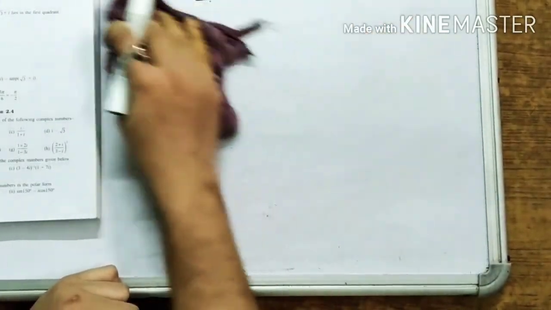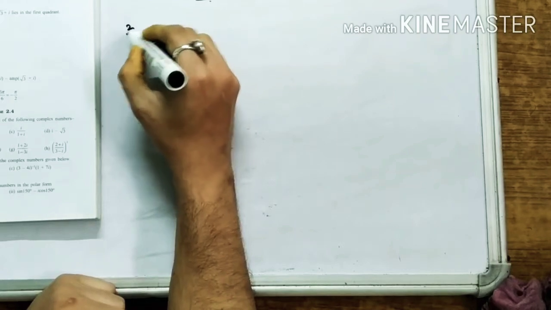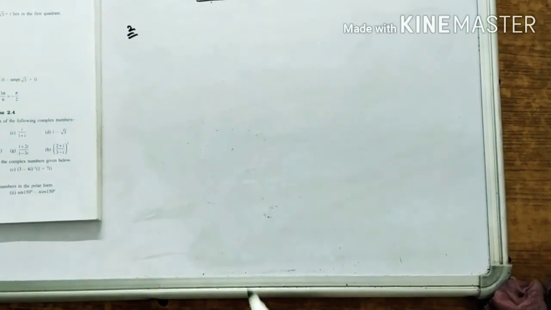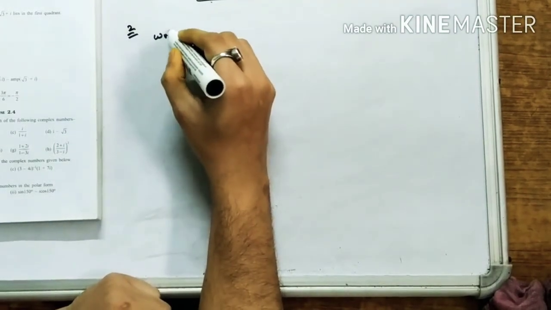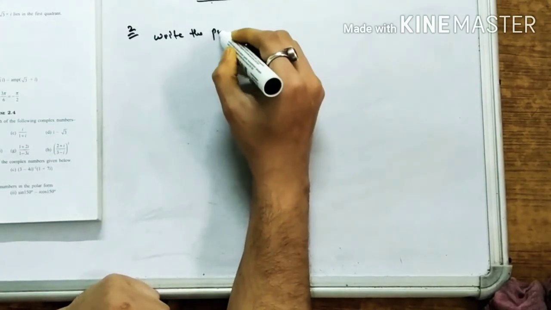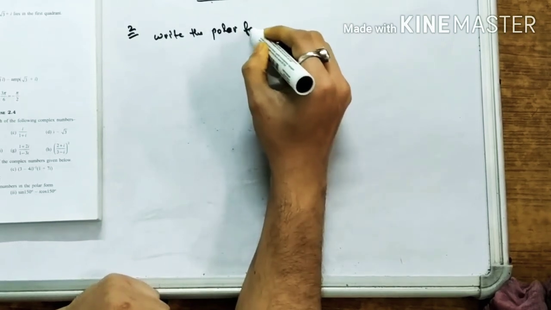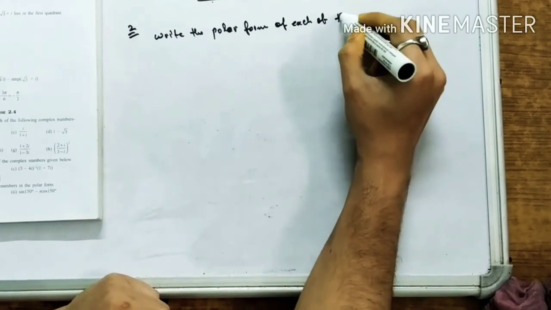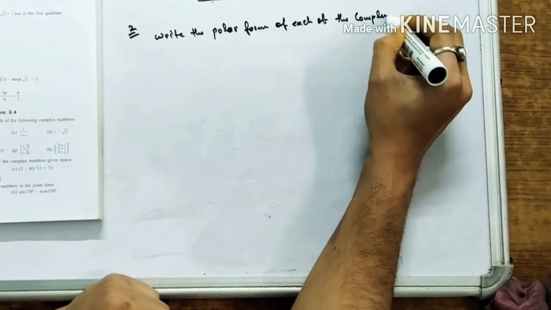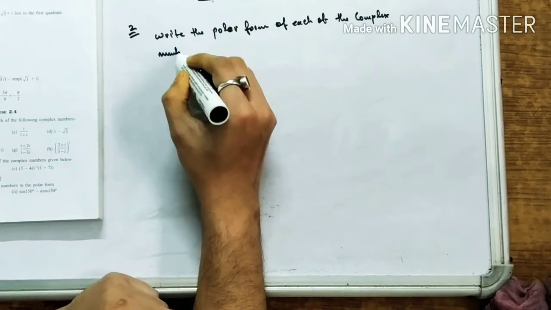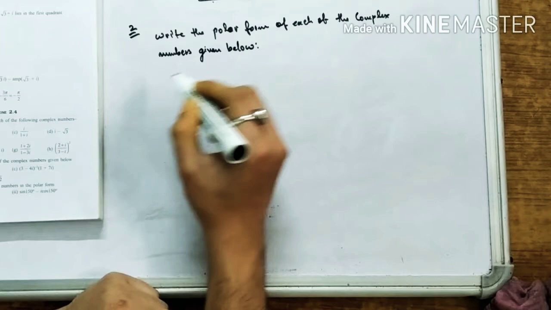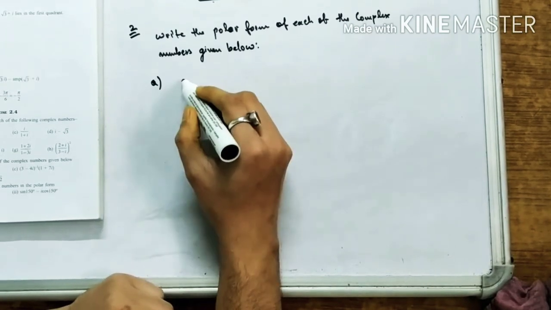So the rest of the problems you try to do by yourself. This is how we find the amplitude. Next we will go to question number 2. The question is: write the polar form of each of the complex numbers given below.